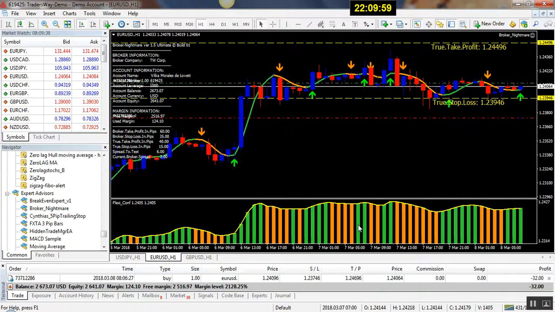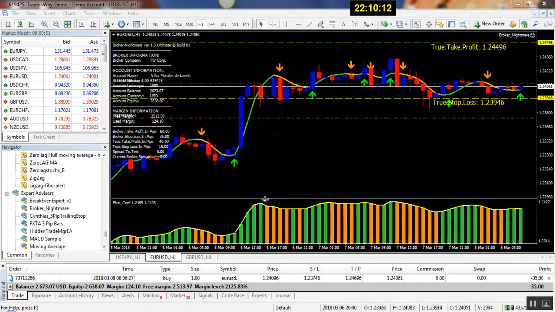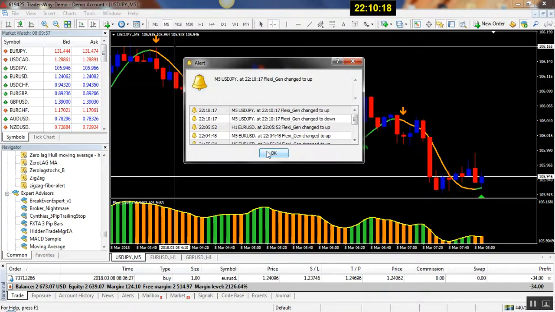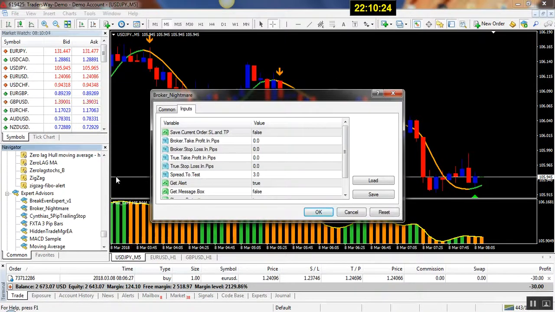And then you can make another one for short trades, like you can set this up for short trades too. Bring up your broker's nightmare. Oh no, we can't. No, we don't want to do it on that. We'll do it on another one here. Put that on 5. Okay, and let's just do this here. We'll bring up the broker nightmare. Okay, and what we're going to do is set up for short trades.